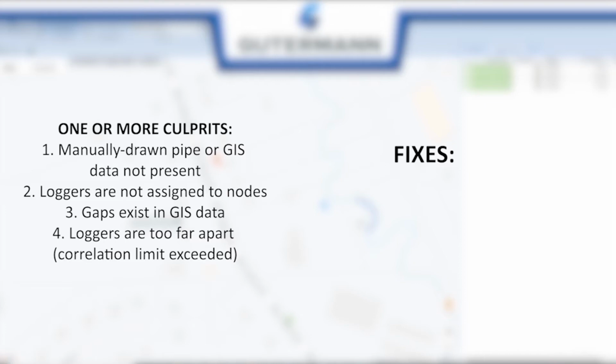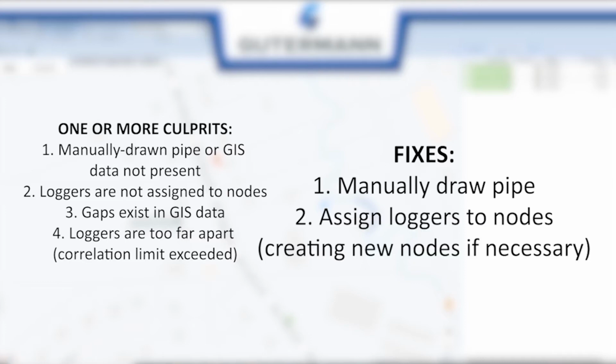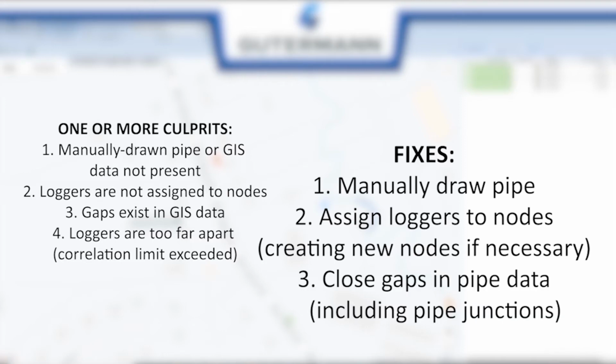So now a brief overview of the fixes for each of those steps along your checklist. First, if there's no manually drawn pipe or there's no GIS data, then you're going to have to manually draw pipe, and I'm going to go through a quick tutorial about how to do that. Second, if the loggers are not assigned to a pipe node, I'm going to show you how to assign them to pipe nodes. So third, if there's a problem with pipe data, I'm going to show you a quick as-you-go sort of approach to close tiny gaps in your pipe data, as well as connect those disconnected pipe junctions. There is a feature that we can go through here at Gutermann to help you fix some of your GIS data, and we can set that up for you. It's a very quick process, but it is something that we have to do on our end.